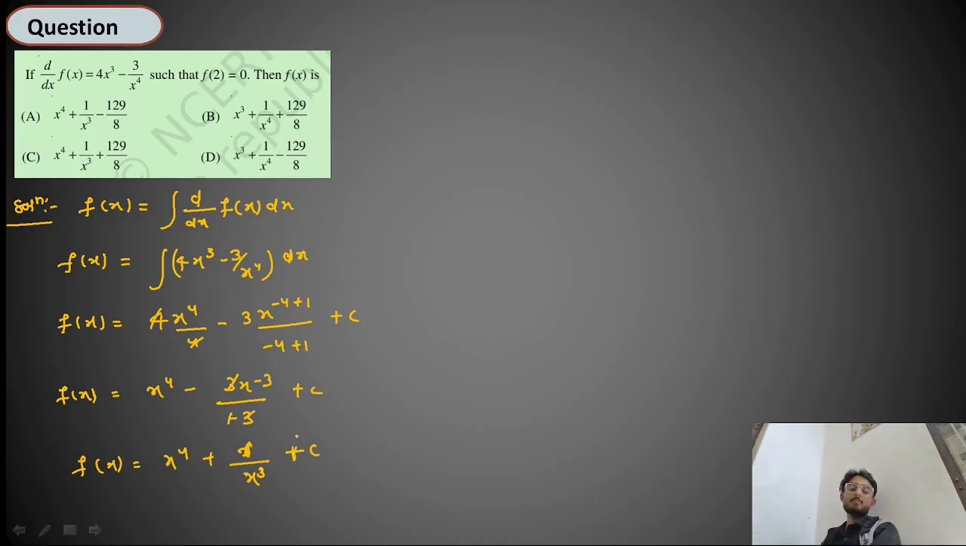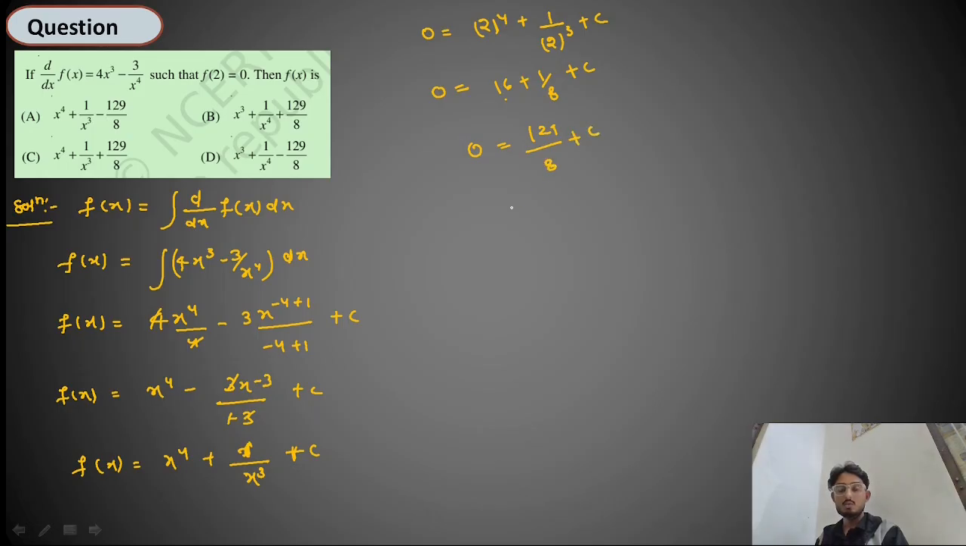Here f(2) equal to 0 means when you put x equal to 2, you will get 0. So 0 equal to 2 raised to power 4 plus 1 upon 2 raised to power 3 plus c. 2 to the 4: 2 to the 4 is 16, plus 1 upon 8 plus c. So 0 equal to 16 into 8, we get 128 plus 1, 129 upon 8 plus c. We will get c equal to minus 129 upon 8.